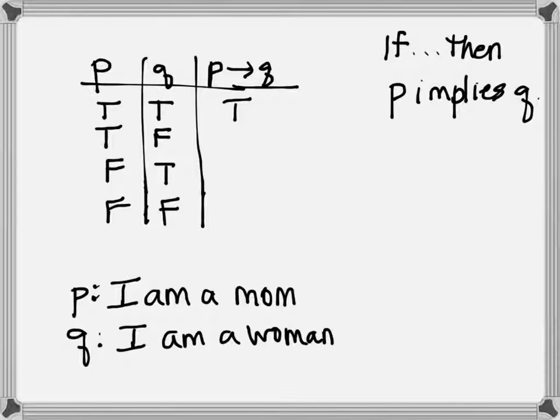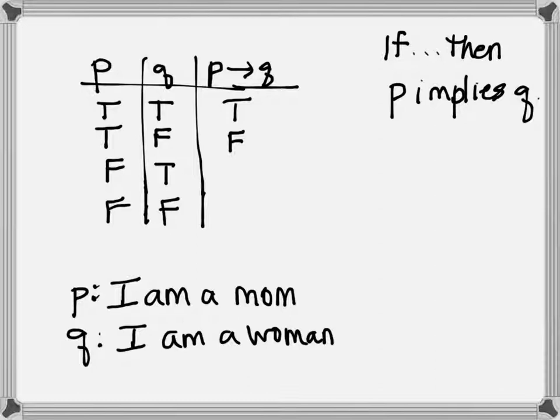All right, so the second one says true, false. So it can't work out that way, right? In this case, the way I've set the situation up, you can't be the mom and not be a woman. That won't work, right? So this is absolutely not a way, it can't happen. You can't be the mom and not be the woman.